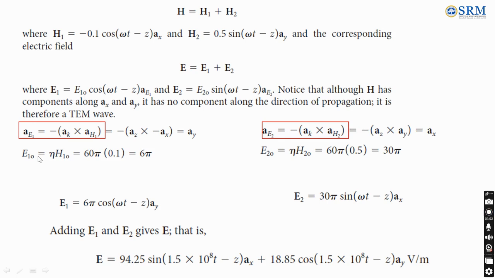If I want to find the magnitude part of the electric field, we know the relation eta is equal to E by H. From that, E is equal to eta into H. Eta is given in the question as 60 pi, and if you multiply with the first magnitude of this component, 0.1, we get 6 pi. Similarly, for the second component the electric field magnitude is eta 60 pi into 0.5, that is 30 pi. And if I substitute the unit vectors and amplitude in this expression and sum up both the things, we get the answer in volts per meter after substituting the omega terms, as well as multiplying 6 into pi.